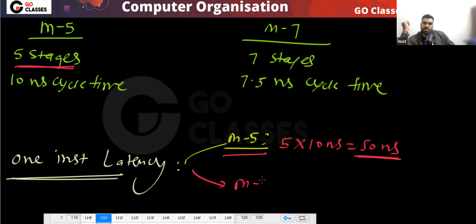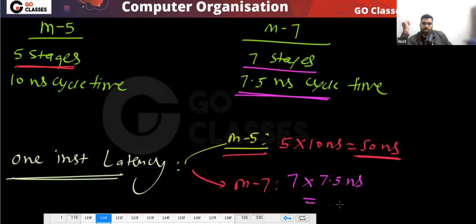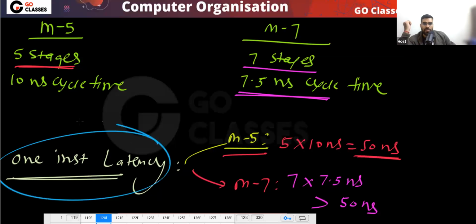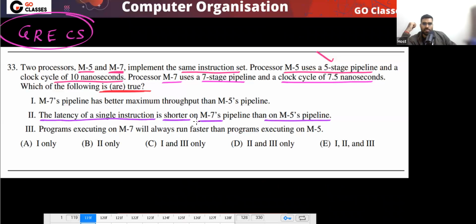For one instruction, you have to go through all the stages, and every stage is taking 7.5 nanoseconds. So that is greater than 50 nanoseconds, right? So for one instruction, which is better? This M5 is better for one instruction. So finally I can say M7 is not shorter, so this statement is false.